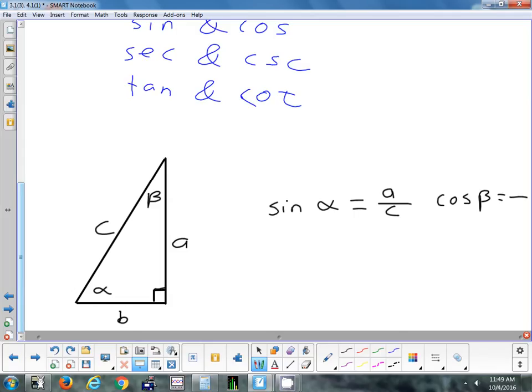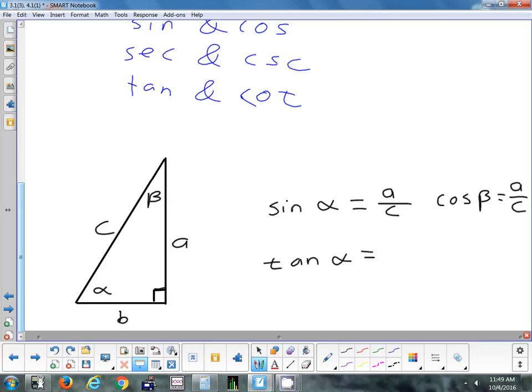So cosine is adjacent over hypotenuse. Kate, what side is adjacent to beta? A. A is right next to it. And how about John? What side is the hypotenuse again? C. What do you notice about the sine of alpha and the cosine of beta? They came out exactly the same. Let's do one more and just see if that was a coincidence or if that always happens.